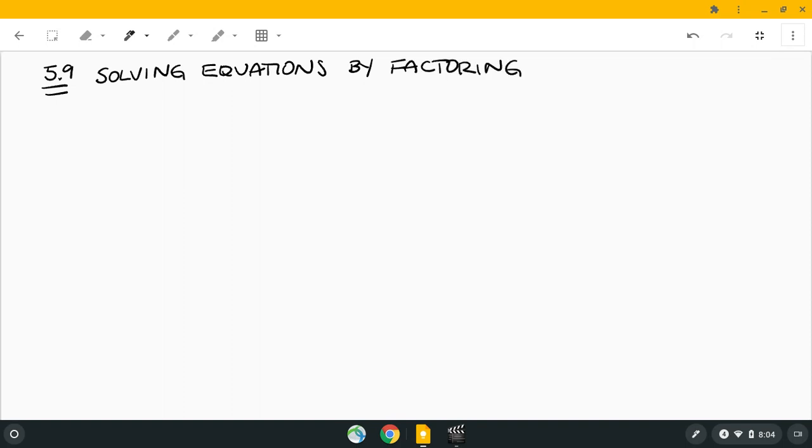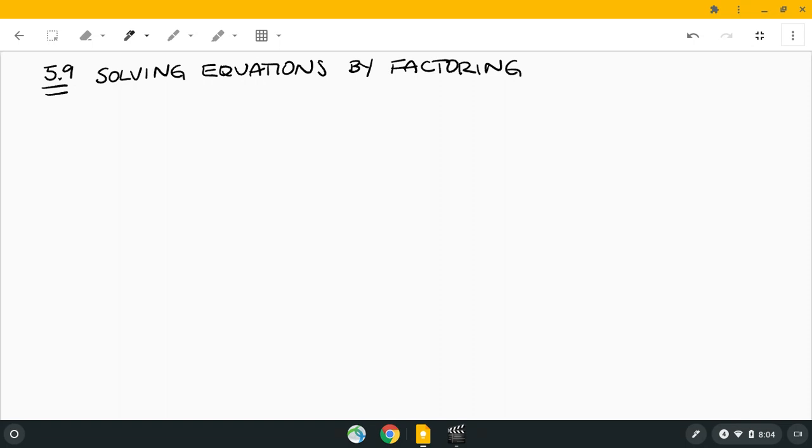All right, 5.9, take notes. Solving equations by factoring. I'm going to do this in two videos. The first few examples will be pretty straightforward to medium difficulty, and then the second video will have more complex problems.